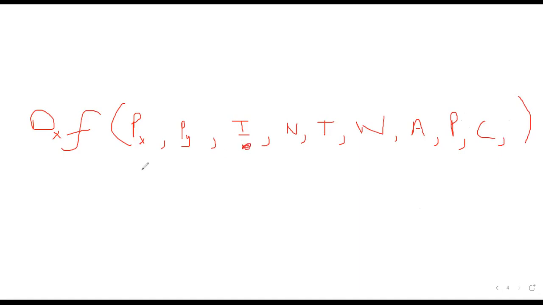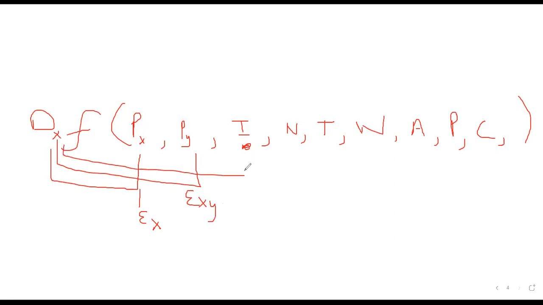Now, these factors that affect demand will bring about what we call elasticity. So X against X will produce what we call own-price elasticity of demand. X against Y will produce what we call cross-price elasticity of demand. And X against income will produce what we call income elasticity.